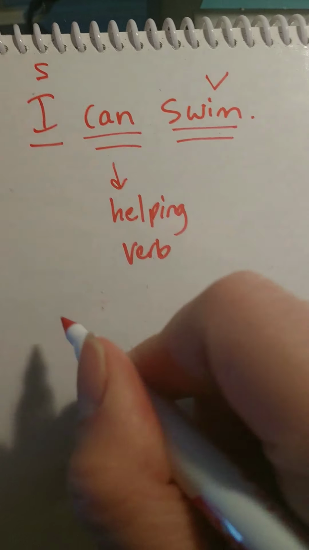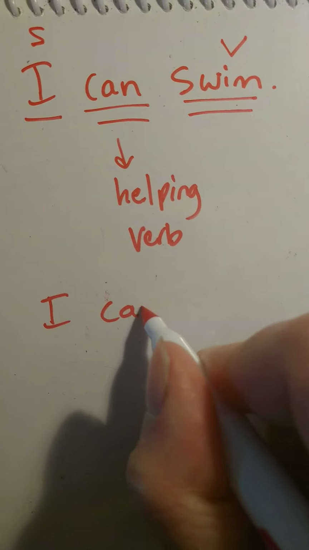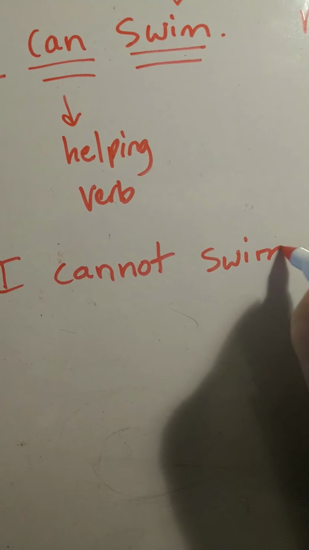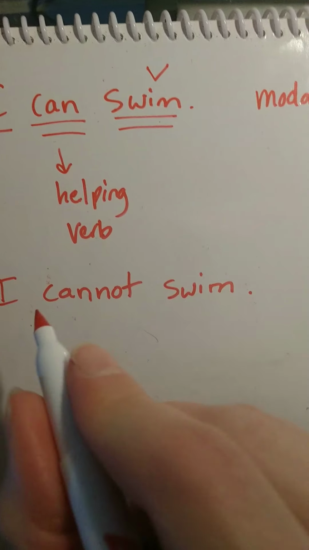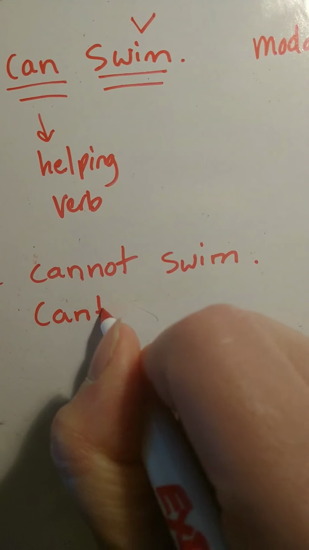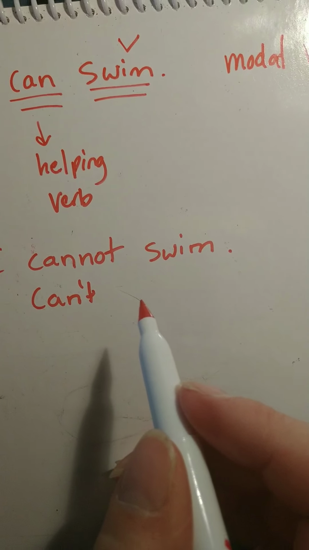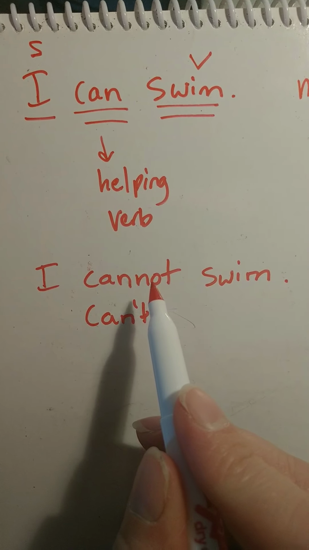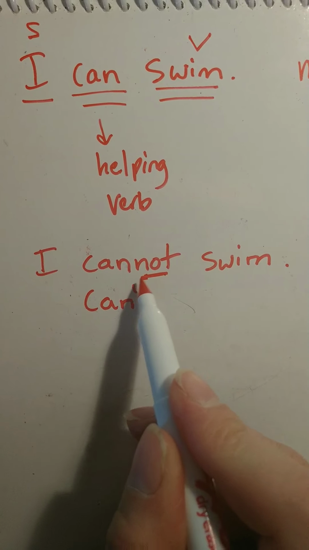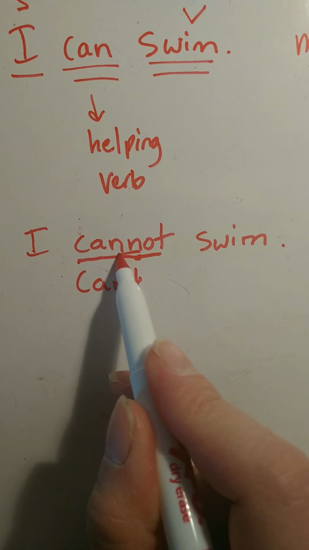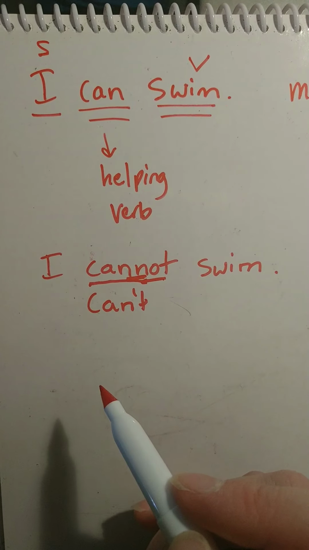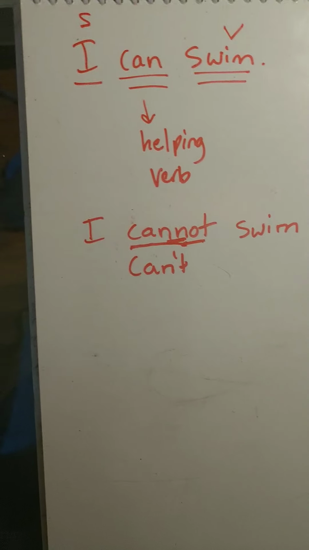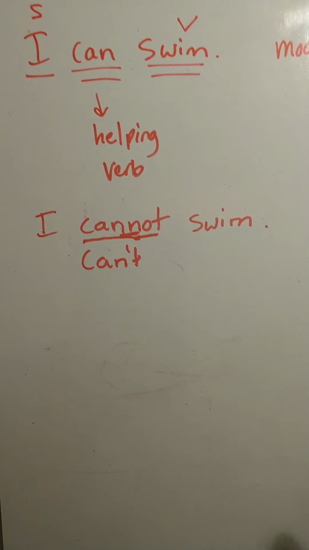The negative, of course, is I can not swim, right? Or I can't. I can't swim. So that is the negative form of the verb, cannot. And it's spelled together like that with 2 N's, or can't. So that is ability. Now we're going to talk about past.